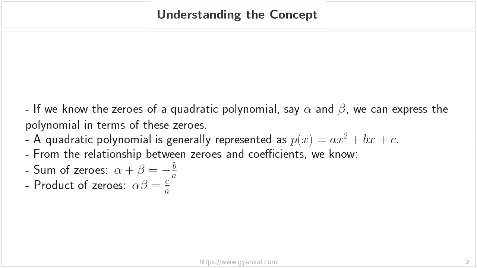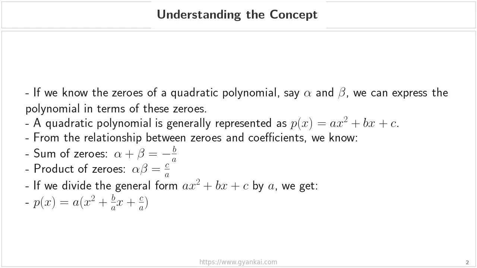In our previous lessons, we studied the vital relationship between these coefficients and the zeros. Specifically, we know that the sum of the zeros, alpha plus beta, is equal to negative b over a, and we also know that the product of the zeros, alpha times beta, is equal to c over a. Now, here is the clever part.